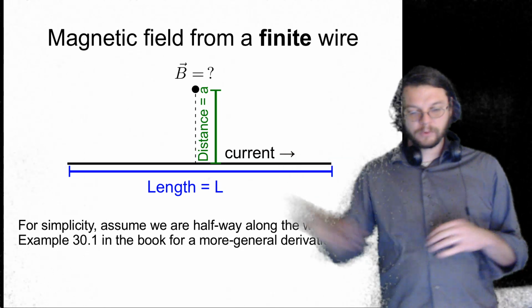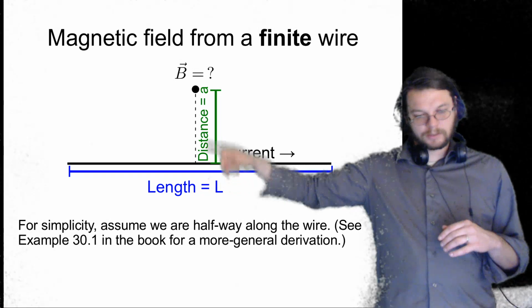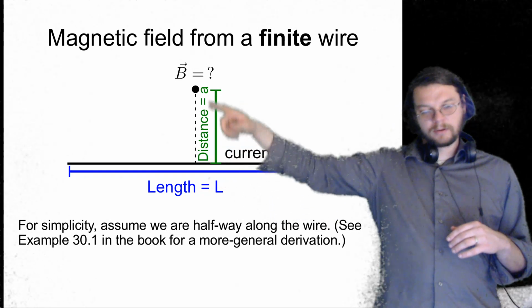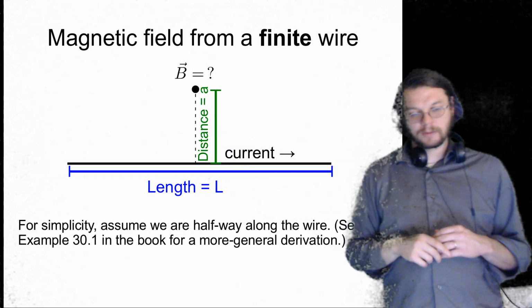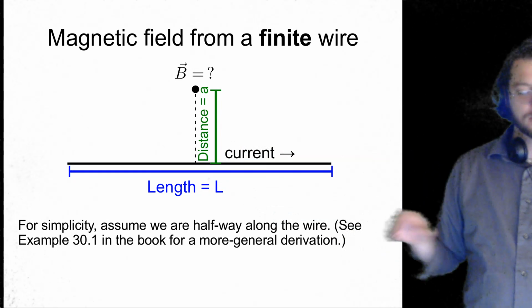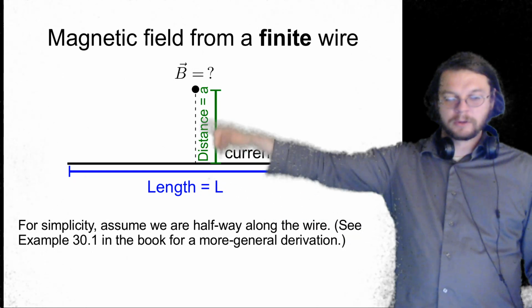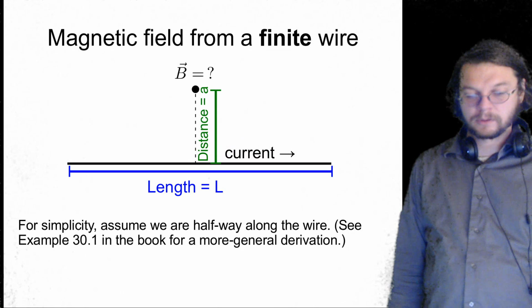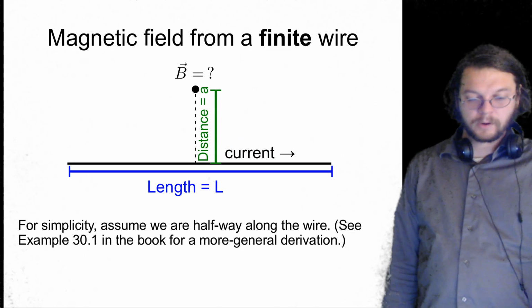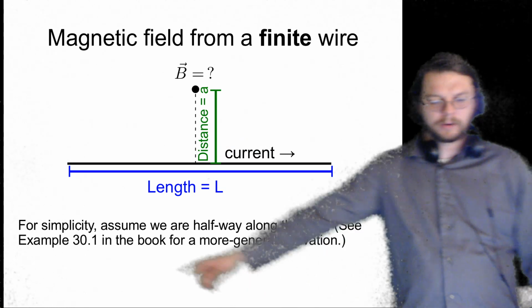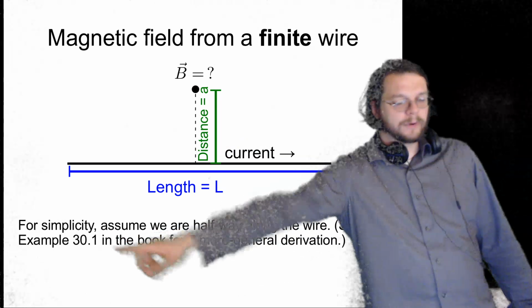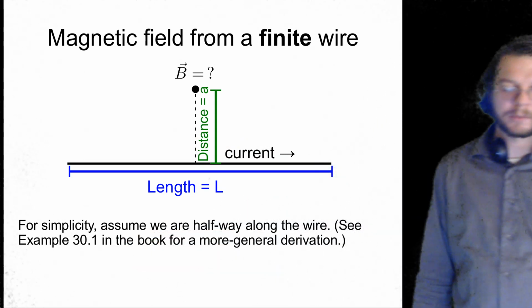Before we start, bear in mind that this distance I'm going to call a. I'm doing this because the book often uses a for that, so it's not an acceleration, it's just the distance from the middle of the wire to where we're trying to figure out what the magnetic field is. Alright, here we go. I can't guarantee the chapter number, it might be chapter 29, I'm not sure.